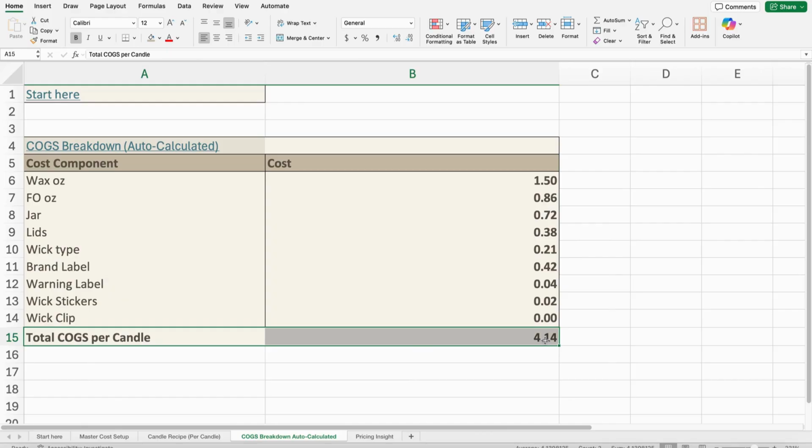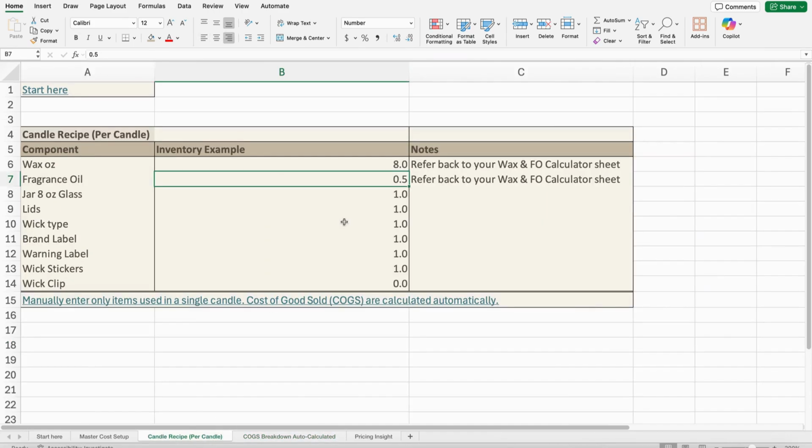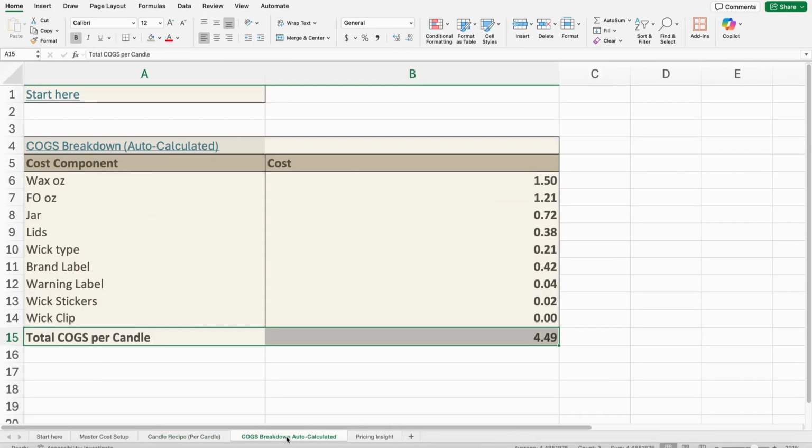If I go back and increase my fragrance oil usage, then return here, watch how the total cost of goods sold updates. Now it is at $4.49. This tab exists so you can see the math without touching it. It's designed to be read, not edited.